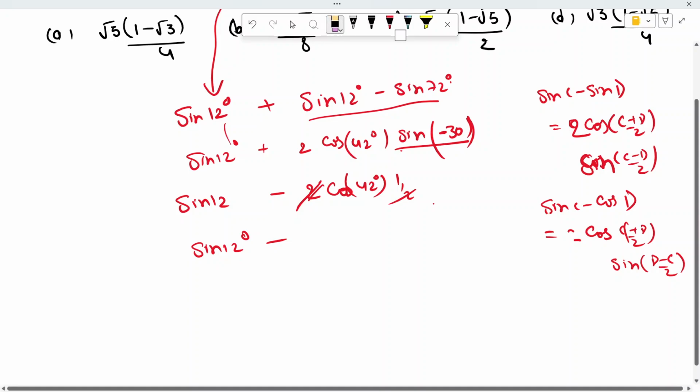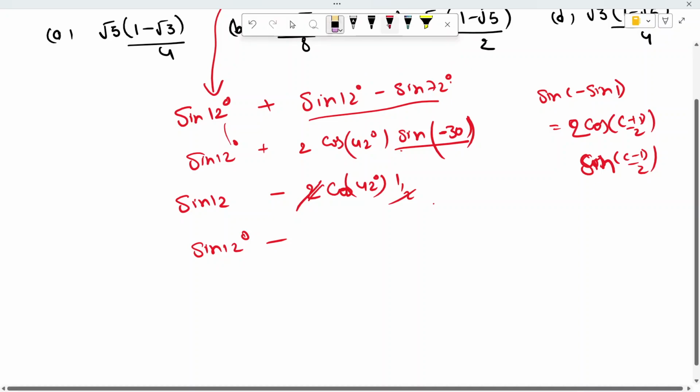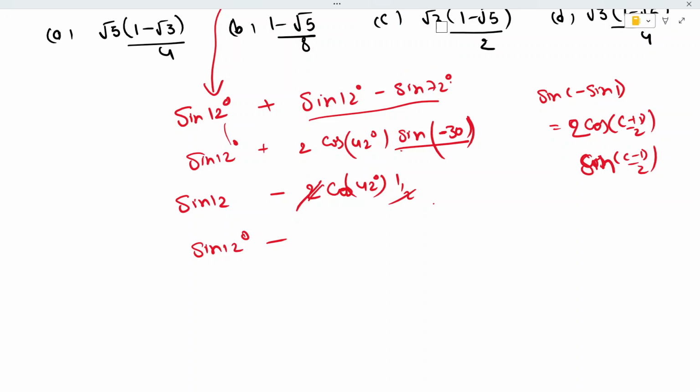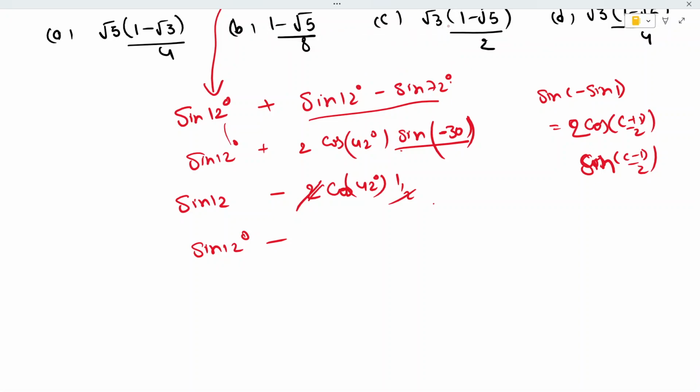Now, what about sin C minus cos D? Let's write a formula for that first. So instead of sin C plus D, let's use the trigonometric formula. Assume that we forget sin C minus cos D, but we know the value of sin C minus sin D.